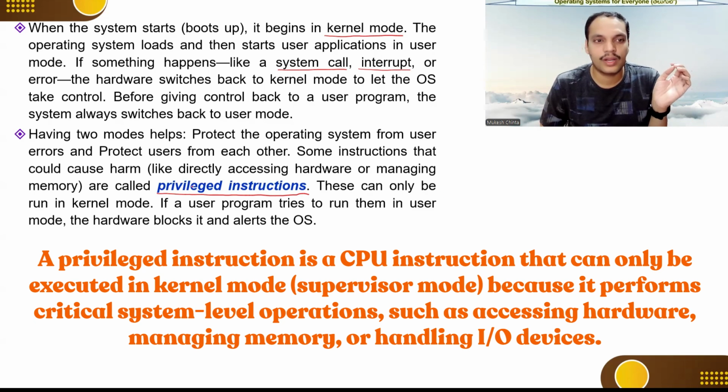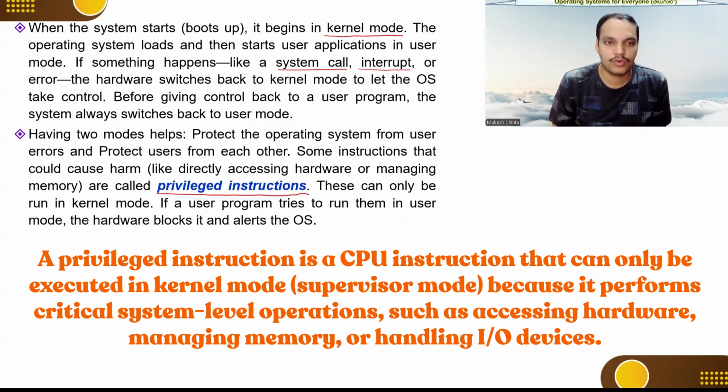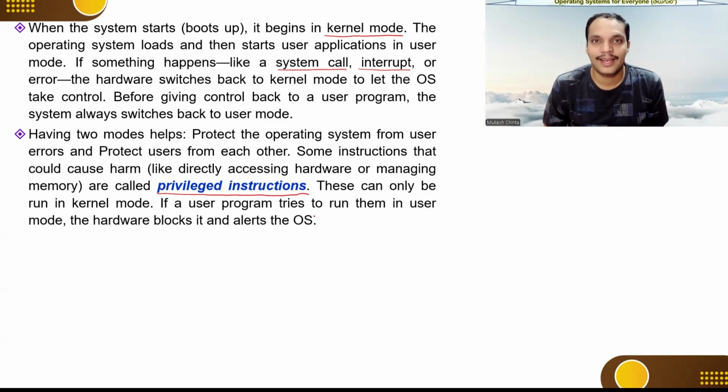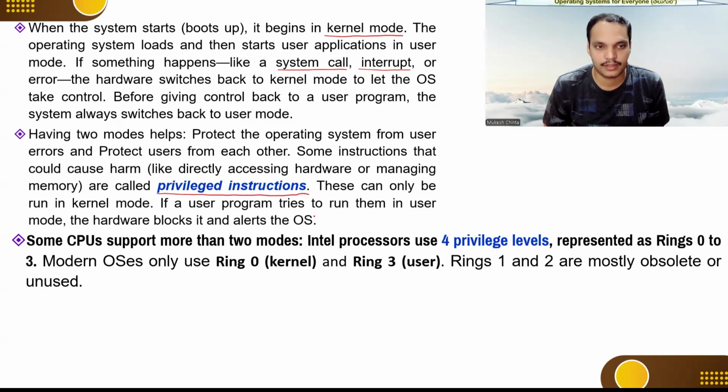These can be only run in kernel mode. If a user program tries to run them in user mode, the hardware blocks it and alerts the operating system. Under no way can these instructions be run by a user in the user's space. So some CPUs support more than two modes. Intel processors use 4 privilege levels.